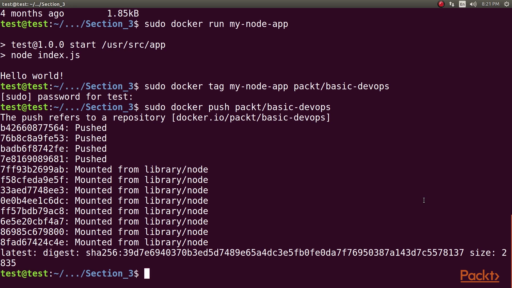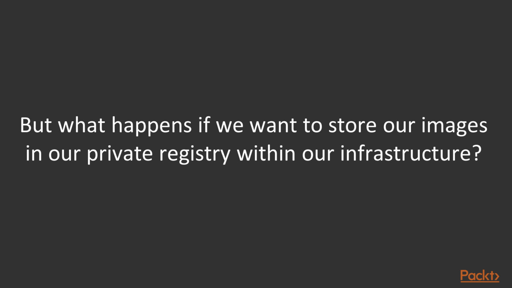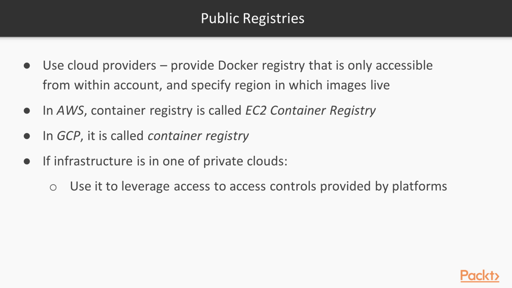Now we move to private registries. But what happens if we want to store our images in our private registry within our infrastructure? Well, we have some options. If we're using cloud providers such as Google Cloud Platform or Amazon Web Services, they provide a Docker registry that is only accessible from within your account, and you can specify the region in which your images live. In AWS, the container registry is called EC2 Container Registry, and in GCP, it is called a container registry. If your infrastructure is one of these private clouds, I encourage you to use it as you can leverage the access controls provided by the platforms.